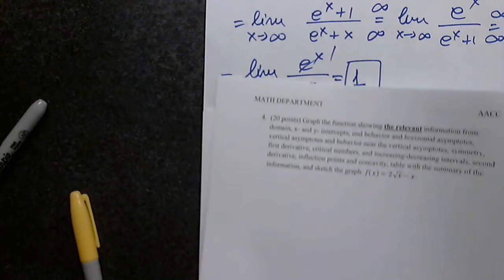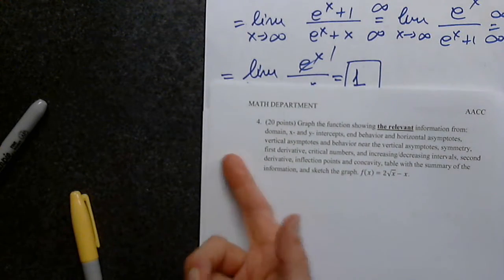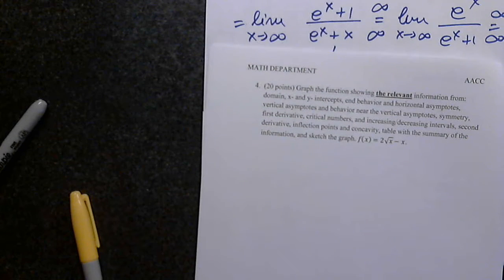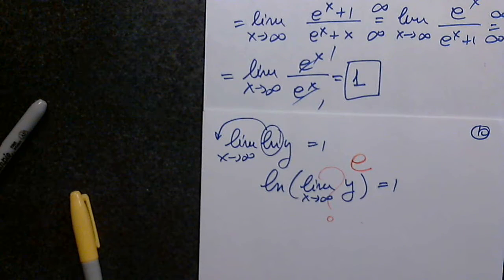Okay. So graph the function showing everything that is relevant here, and the function is 2 the square root of x minus x. So let's work on that.